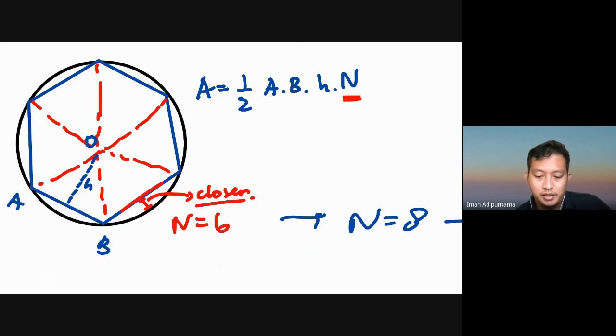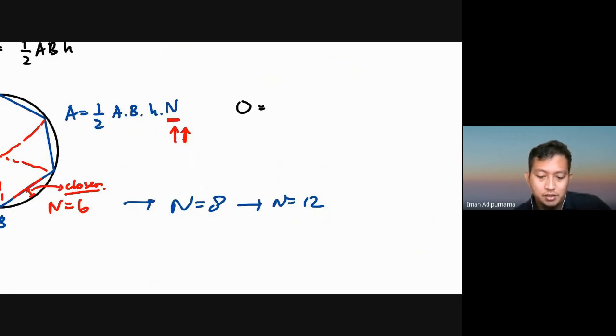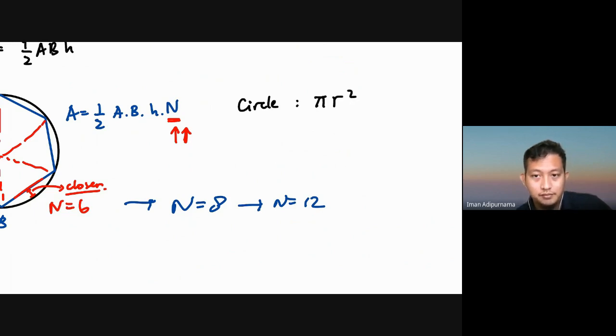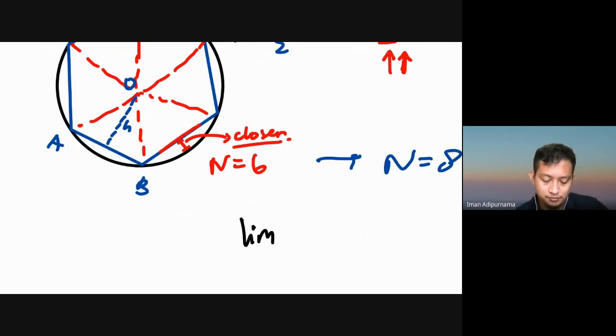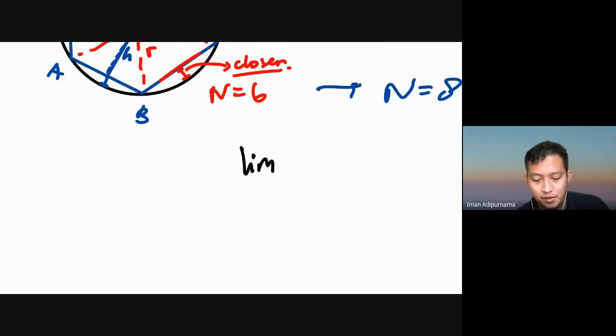So when n is getting larger, it should be getting closer to the circle. What's the area of the circle? Area of the circle is pi r squared, right? So can we prove that? So limit as, let's say that this is the r, this is the h here. You see that if we increase the number of n, the polygon will reach this circle, so the h is getting closer to r actually. And so I can write this limit as h getting closer to r.